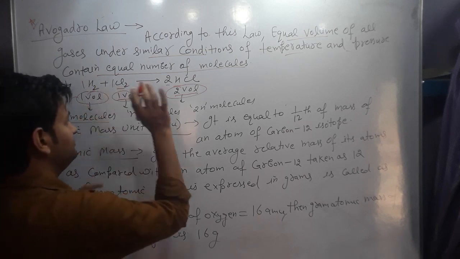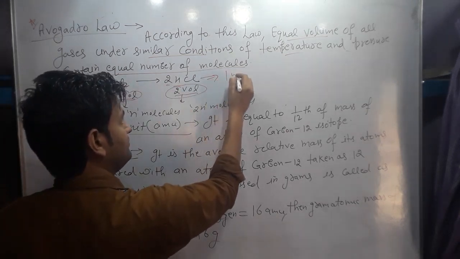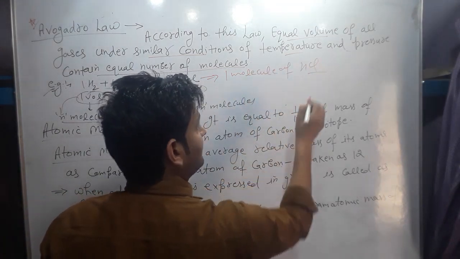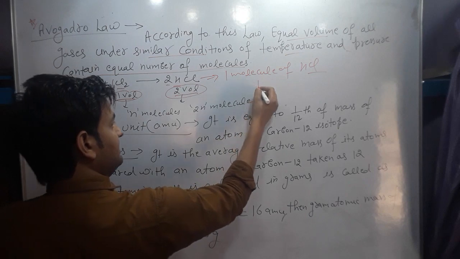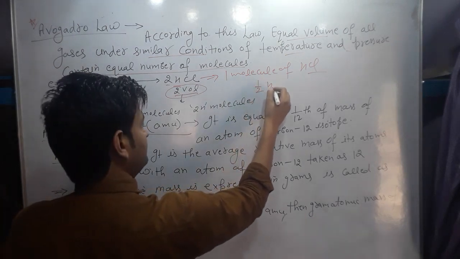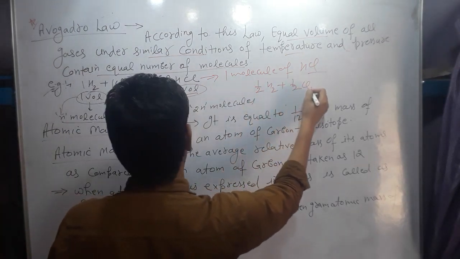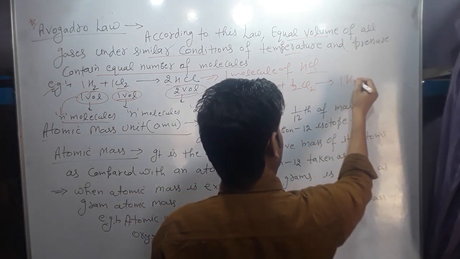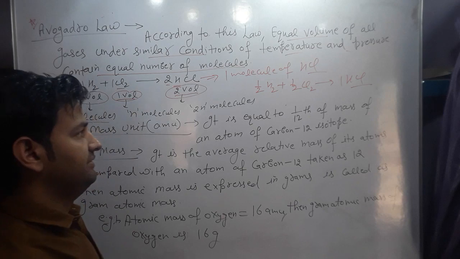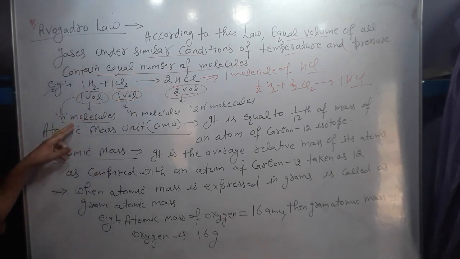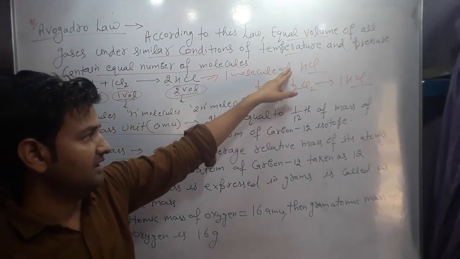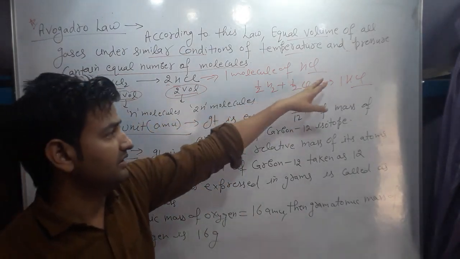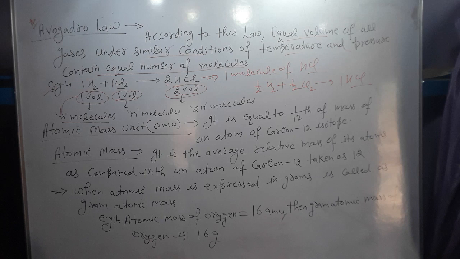Or we can also say that if it is one molecule of HCl, then half molecule of H2 plus half molecule of Cl2 gives us one molecule of HCl. If it is termed in terms of n molecules, it is half molecule of hydrogen and half molecule of chlorine to form one molecule of hydrogen chloride.